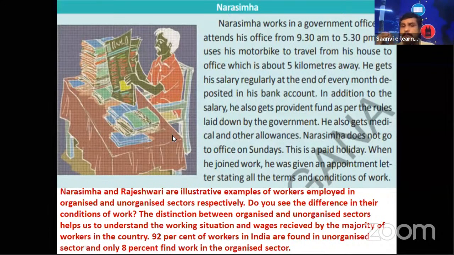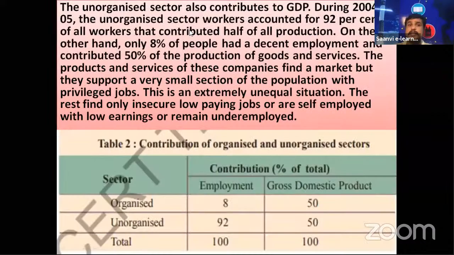So even though we have a 50% GDP contribution from this 92%, let us see what that is. See here, the unorganized sector also contributes to GDP. Not only the organized sector, even the unorganized sector. In the same way, in the year 2004-05, unorganized sector workers accounted for 92% of all the workers that contributed half of the production. It means 50%, okay, contributed to GDP.